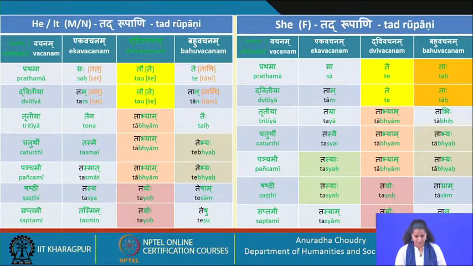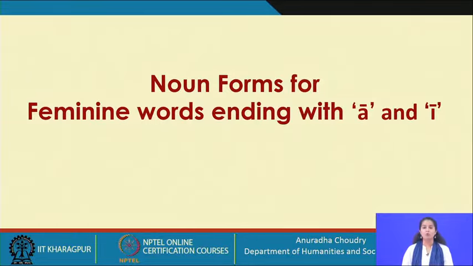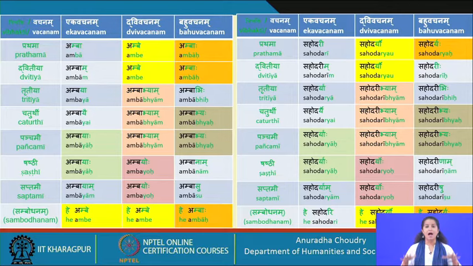So now let's look at the noun forms, certain feminine words ending with a and e. Do the actions with me: amba, ambam, ambaya, ambayai, ambayaha, ambayaha, ambayam, hey ambe. Astu. And then the dual case goes with ambe. So ambe, two of them, ambe, ambabhyam, ambabhyam, ambabhyam. It's the same as janakabhyam.